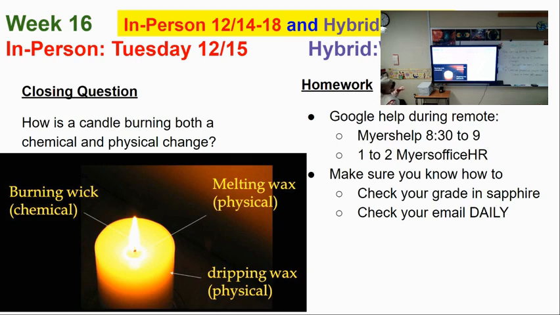So to answer this, we're going to start with the chemical. So you can say the wick is chemically changing when it is burning. And the wax melting is a physical change. So the wick burning is a chemical change. The wax melting is a physical change.